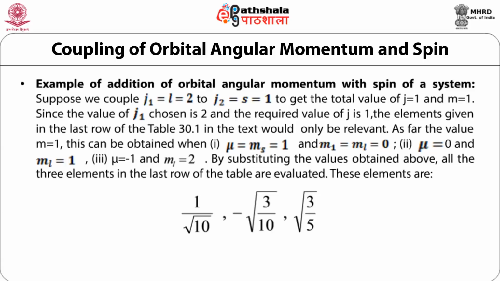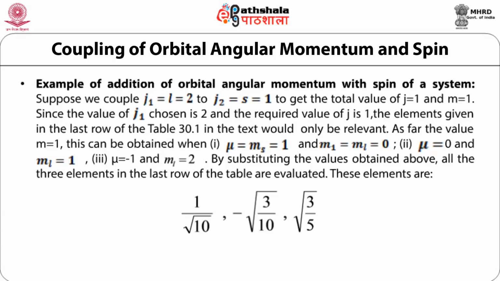So using the above values for J and M and J1 and S, we get for the first term mu equal to ms equal to 1 and m1 equal to ml equal to 0. For the second term mu equal to 0 and ml equal to 1, and for the third term mu equal to -1 and ml equal to 2.